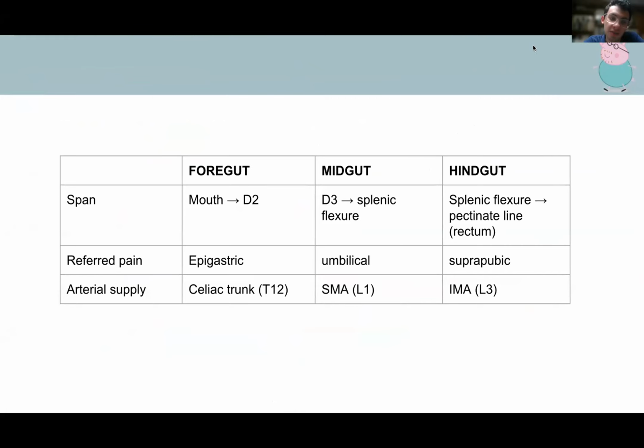Should we ask them which of these arterial supplies originates in the transpyloric plane? Do you remember? Anyone remember? You don't have to be nervous. We don't care. Yeah, SMA. Beautiful. Yeah, that's the superior mesenteric artery. So L1 is the transpyloric plane. Good job. Well done.